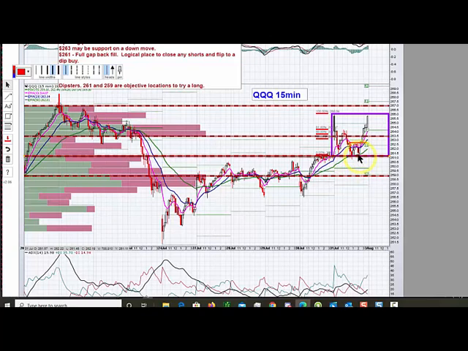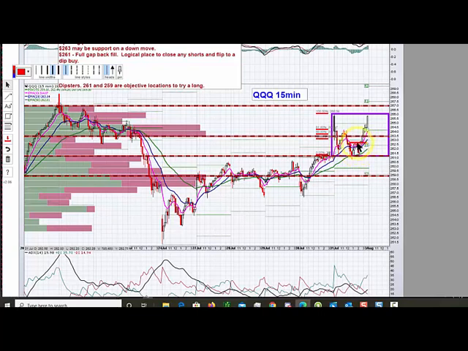You didn't get the breakdown. Price reversed and took you out at 262.5. You made $1.50. You were probably disappointed you didn't get out here or here, but you know what? That's trading.